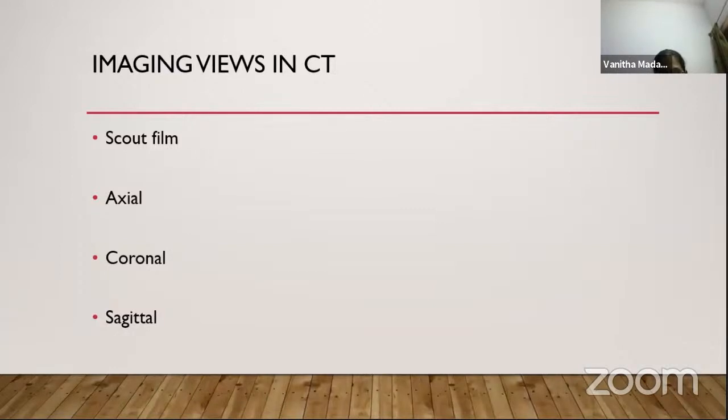And axial, as I mentioned earlier, is a transverse cross-sectional imaging which will be perpendicular to the longitudinal axis of the body. And in coronal section, the slices will be taken from ventral to dorsal direction, from the belly to back. In sagittal views, slices will be taken through a vertical plane from the midline, so we can see the slices from sideways.